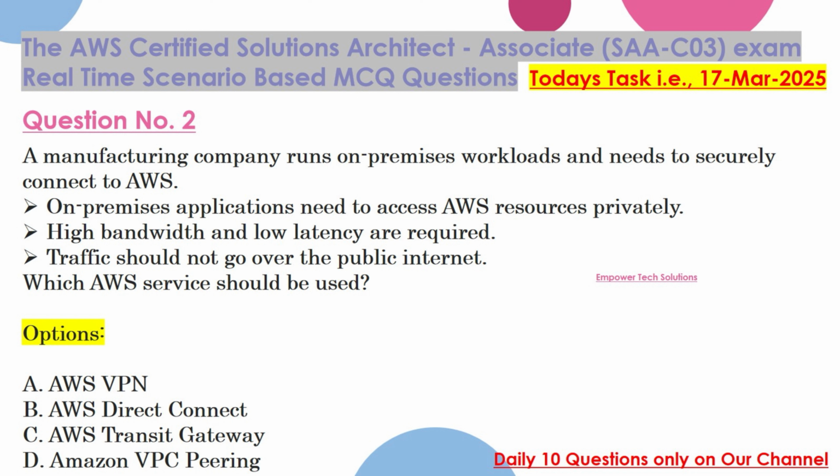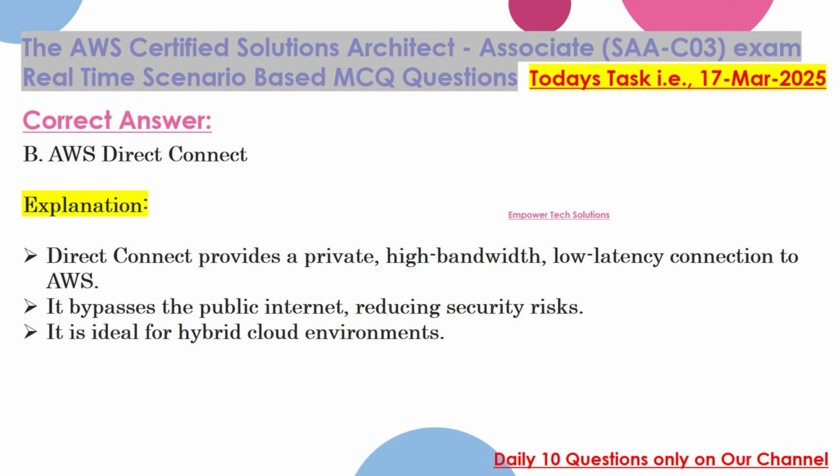Options: A. AWS VPN. B. AWS Direct Connect. C. AWS Transit Gateway. D. Amazon VPC Peering. Correct answer: B. AWS Direct Connect. Explanation: Direct Connect provides a private, high-bandwidth, low-latency connection to AWS. It bypasses the public internet, reducing security risks. It is ideal for hybrid cloud environments.